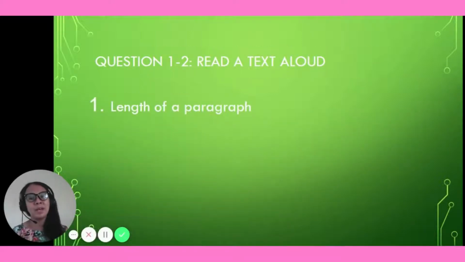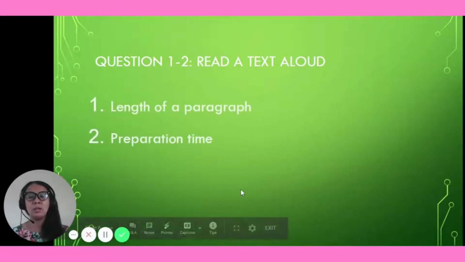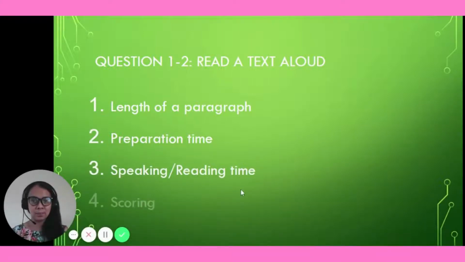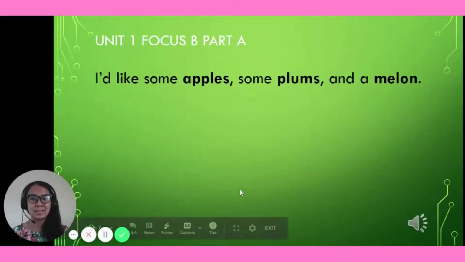Now remember that in questions 1 and 2, you're going to read a paragraph of 40 to 60 words aloud. You're also given 45 seconds to prepare and 45 seconds to read the text aloud. And again, you will be scored on your pronunciation and the intonation and stress of your sentences.